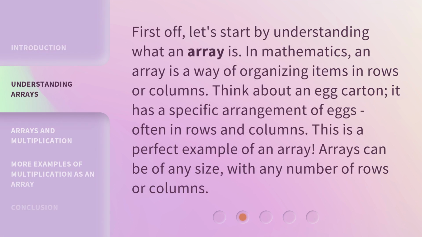First off, let's start by understanding what an array is. In mathematics, an array is a way of organizing items in rows or columns. Think about an egg carton. It has a specific arrangement of eggs, often in rows and columns. This is a perfect example of an array. Arrays can be of any size, with any number of rows or columns.